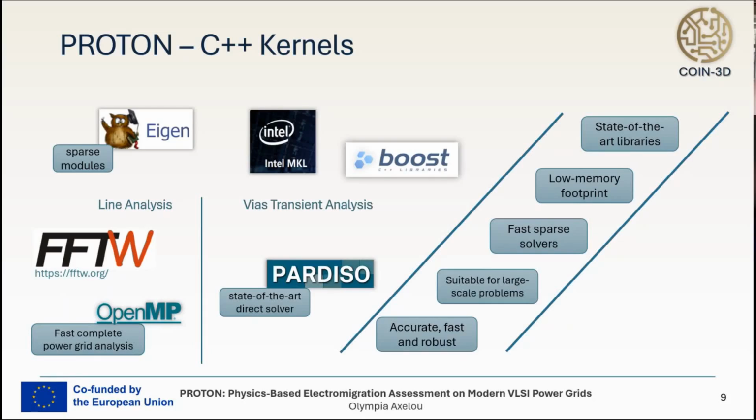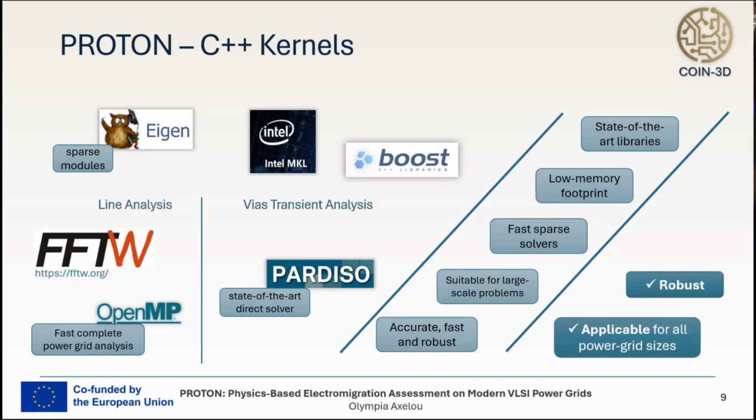Now, as for the point transient analysis, the internal steps utilize the Pardiso solver, a highly optimized and widely used direct solver for large-scale sparse linear systems. This solver ensures robust performance, which results in reliable solutions and efficient memory usage, something very important for EDA tools. So as a result, the methods that are incorporated into Proton, along with the libraries used for their implementation, make Proton an excellent choice for efficient and trustworthy EM analysis that is applicable to all power grid sizes while offering robust analysis.